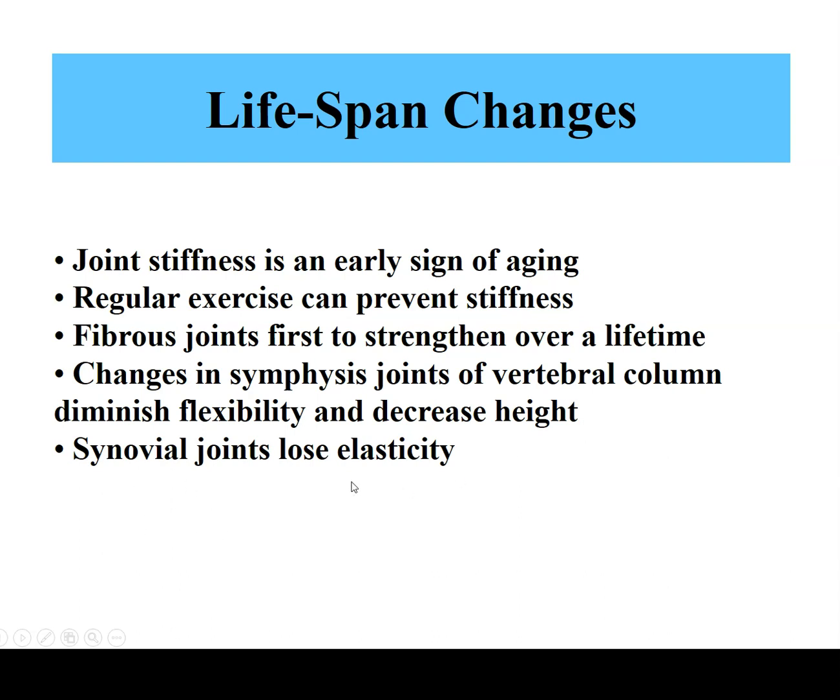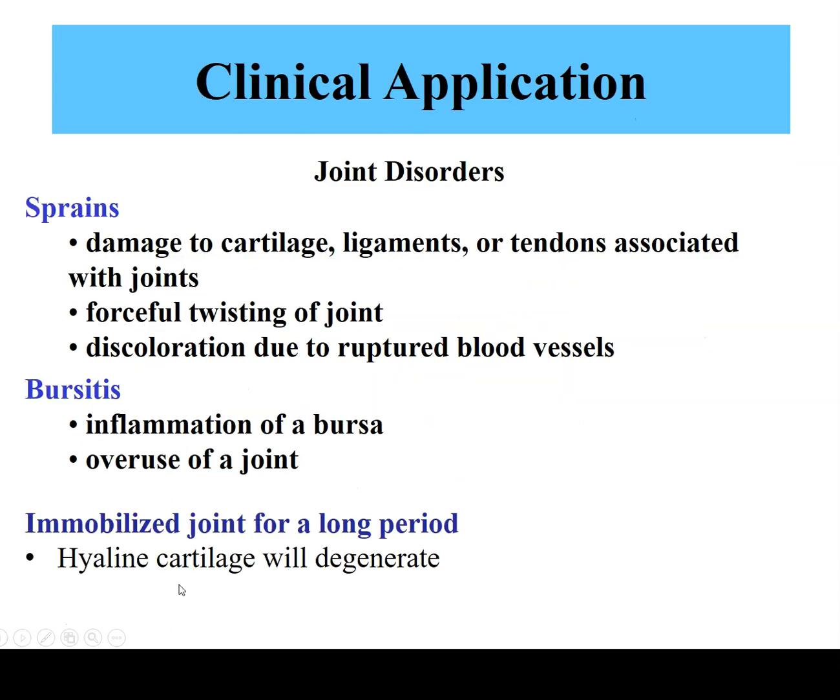Synovial joints will lose elasticity. When sprains occur, damage to the cartilage, ligaments, and tendons is associated with this. This is important to remember. It happens by forcefully twisting that joint, and we mentioned that when we were talking about inversion and eversion. Discoloration is due to ruptured blood vessels.